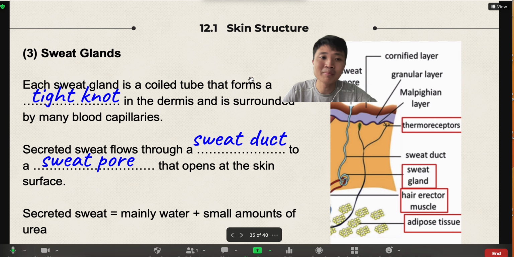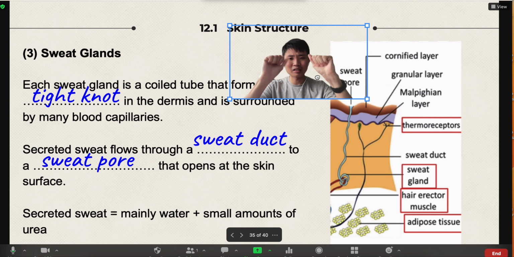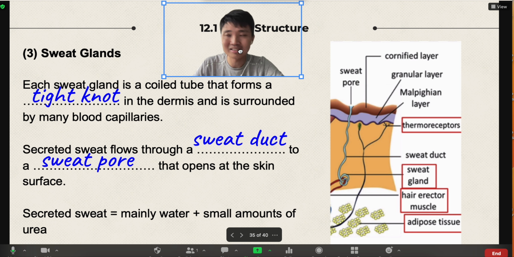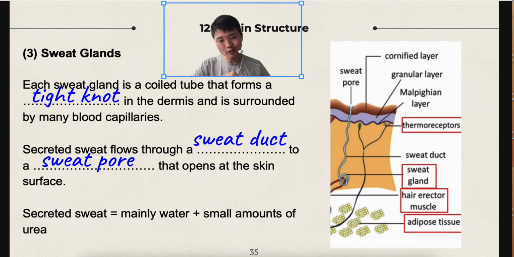Okay? Number 3, your sweat glands. Mr. Cho got sweaty palms and hands, so I got it from my dad and my grandma and all that. It's a genetic condition, but never mind, we'll talk about it another time.